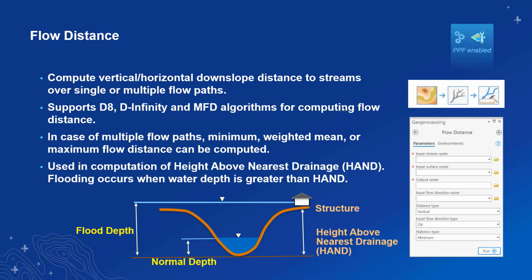Combined with flooding depth at the stream, a HAND raster can be used to quickly determine if a structure will flood or not. This comes in handy in flood inundation mapping, and we'll be referring to the HAND method in later webinars dealing with flooding.